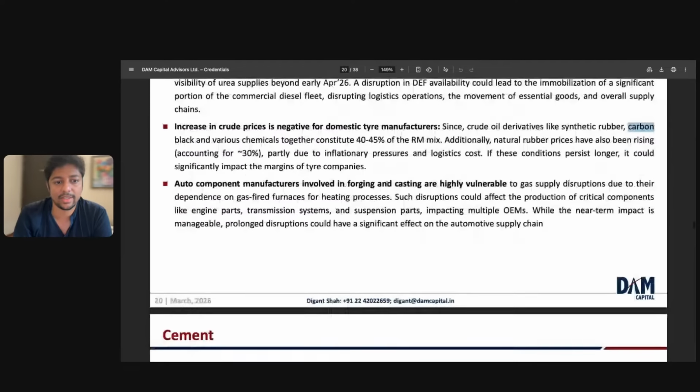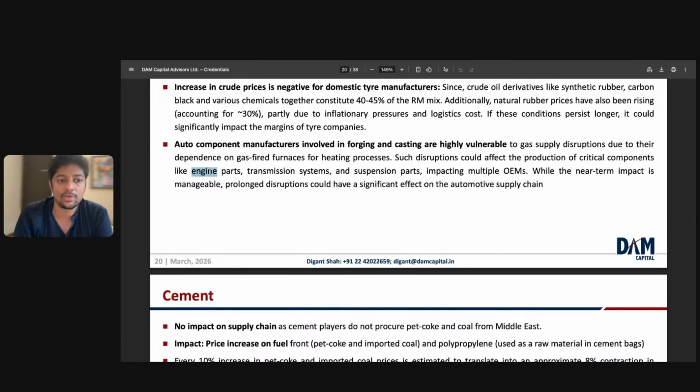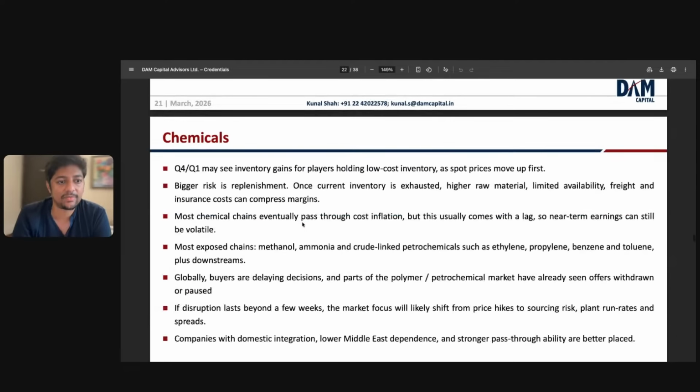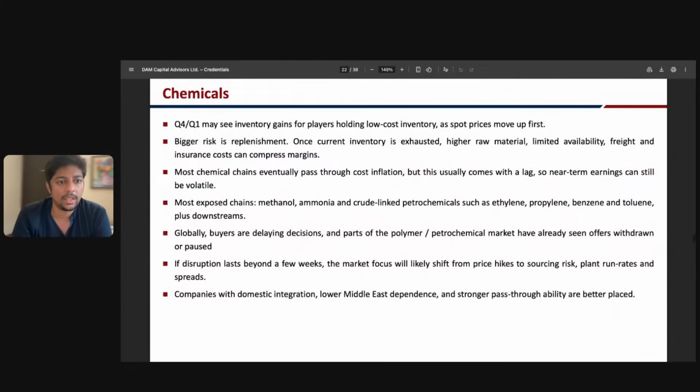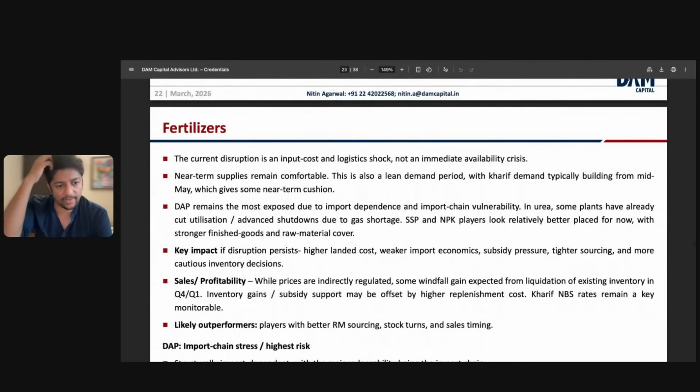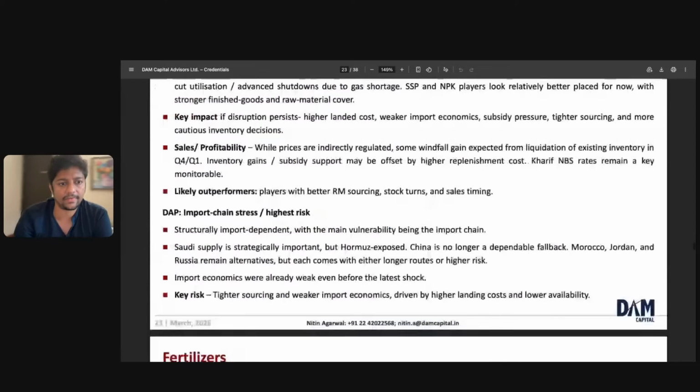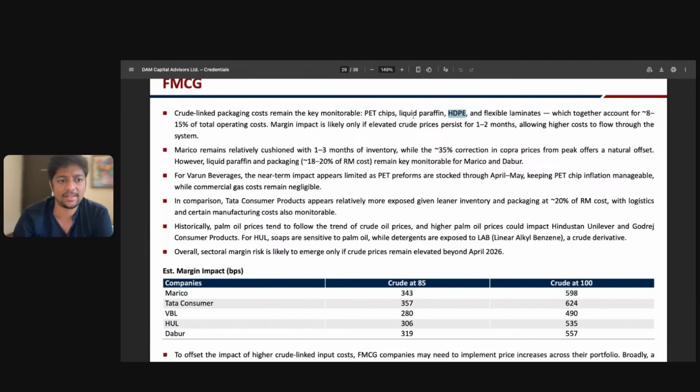Auto component manufacturers obviously are facing problems. Again, your transmission system, suspension parts. So all your auto ancillary companies, you would have seen in the last few months, they have started dipping again, right? Cement we spoke about. Chemicals we saw on top. Again, I'll only look at the important stuff. Fertilizers are okay. I'm pretty sure most of you guys don't invest in fertilizers. Yeah, coming to FMCG. So PET chips, liquid paraffin, HDPE are the ones affected.